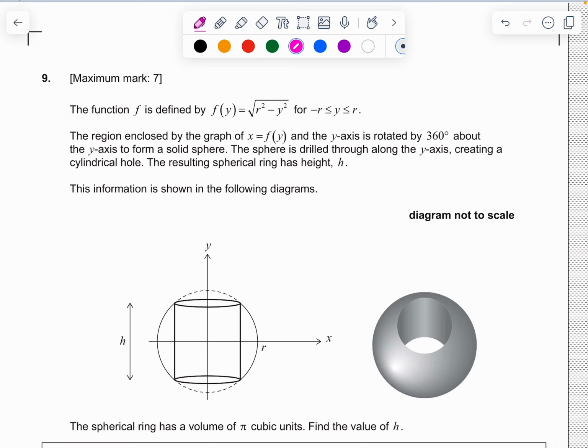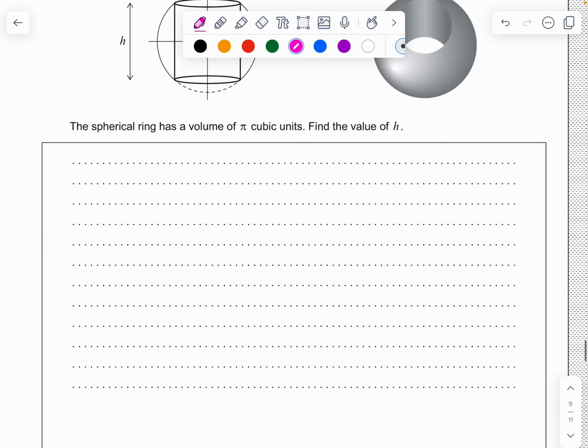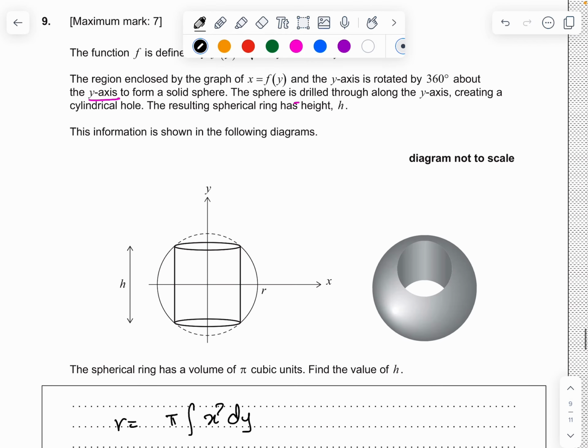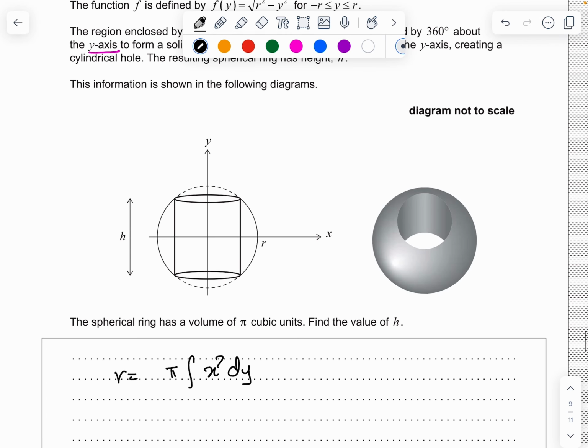Now, question number 9. The function f is defined like this. The region enclosed by the graph x equals f of y and the y-axis is rotated by 360 degrees about the y-axis to form a solid sphere. The sphere is drilled. Whenever it is rotated along the y-axis, volume will be pi integral x square dy. Then a sphere is drilled. Drilled means you have to subtract it out. What do I have to subtract? A cylinder.